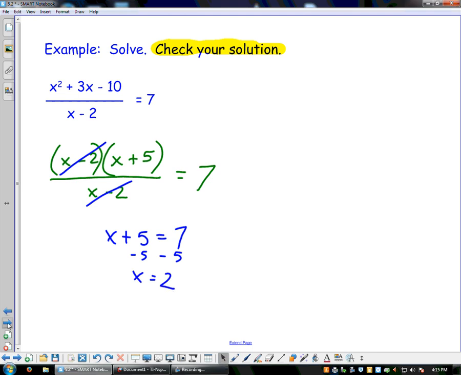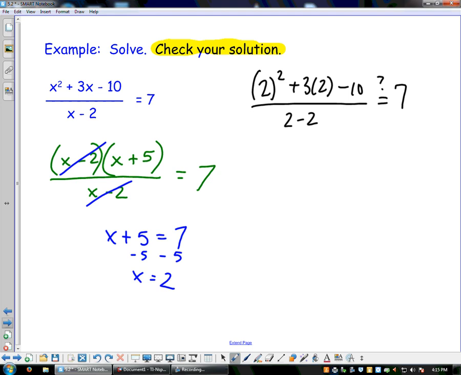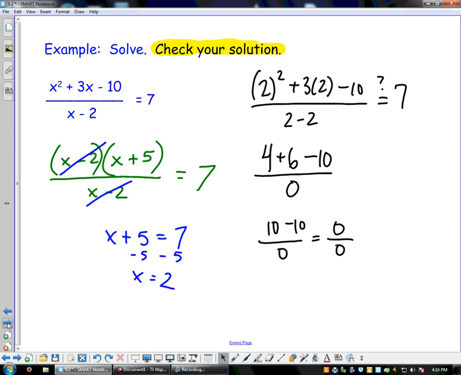Well, let's check and make sure it works, and then we can say it's our solution if it satisfies the original. So again, x equals 2, I'll plug that into the beginning. So 2 squared plus 3 times 2 minus 10 divided by 2 minus 2. I want to know, is that equal to 7? In the numerator, I'll have 2 squared is 4, plus 3 times 2 is 6, minus 10, all over 0, or 10 minus 10 over 0, which is 0 over 0. That's not equal to 7, Ms. Bell. That's not equal to 7. And remember, anytime you have a 0 on the bottom, we kind of have a problem here. You can never divide by 0. So that means that x equals 2 is not a solution, and this problem has no solutions for the given equation.